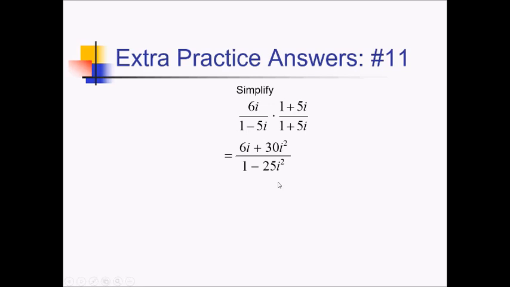At this point, I still need to turn those i squareds into negative 1s. So in the numerator, this now becomes a negative 30 plus 6i. In the denominator, this is going to be a negative 25 times a negative 1, so plus 25. And 1 plus 25 is 26. And we're not done yet because these are all even, so I can reduce everything here by 2. So in the numerator, I could write this as negative 15 plus 3i, and down here, this is going to now become a 13. And this is as good as it gets.